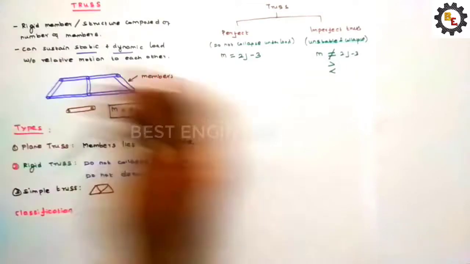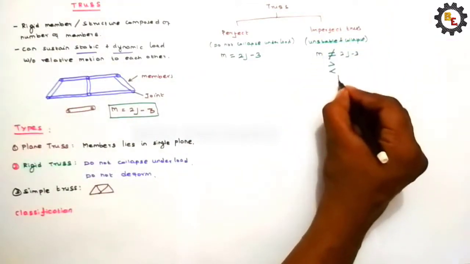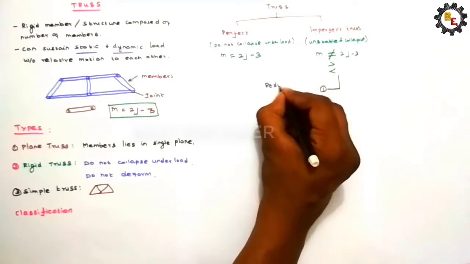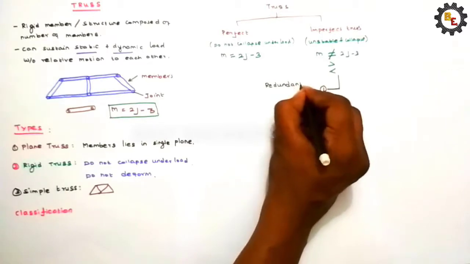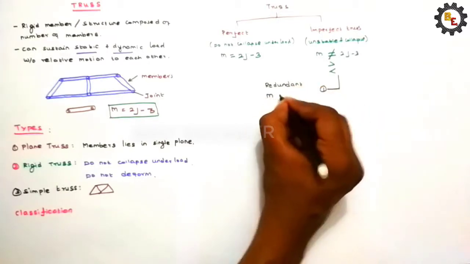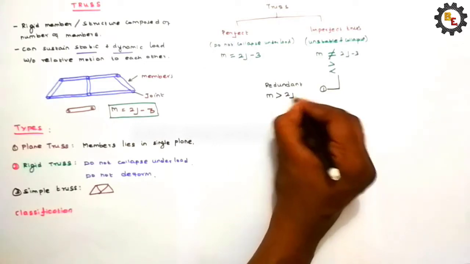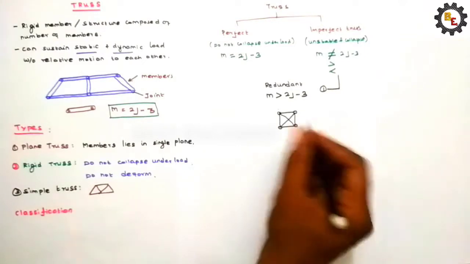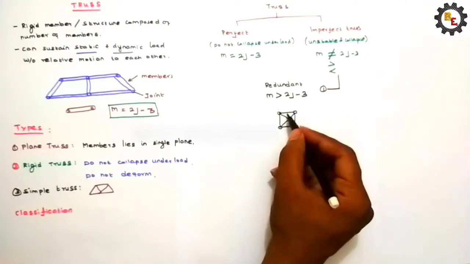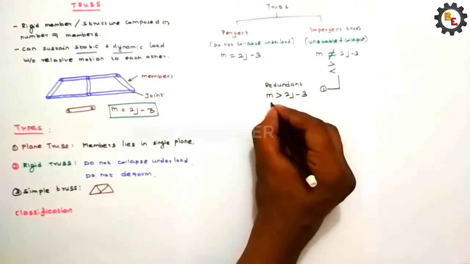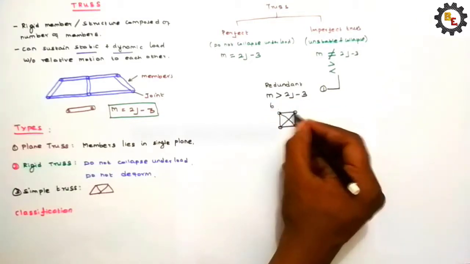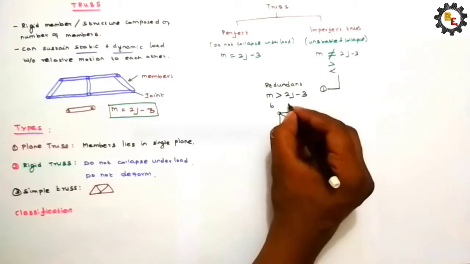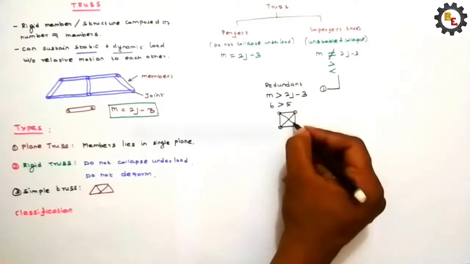Further, this imperfect truss is classified into two categories. First one is redundant. Here in redundant, number of members will be greater than 2j minus 3. Let's see one example. In this structure, number of members are 1, 2, 3, 4, 5, 6, and joints are 4. So 4 into 2, 8, 8 minus 3, 5. So this one is an example for redundant structure.